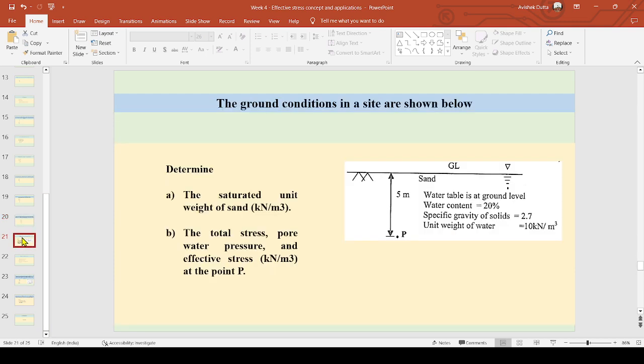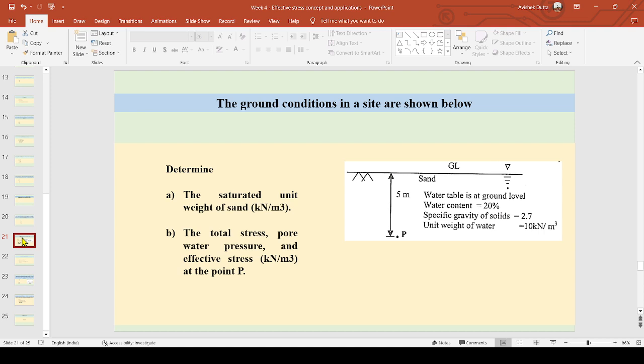Next question. The ground conditions in a site are shown below. We have a sand layer of 5 meter thick. Up till the point P, we have the water table at the top of the sand layer. At the ground level, moisture content is 20%, specific gravity of soil solids is 2.7, unit weight of water is 10 kilonewton per meter cube.